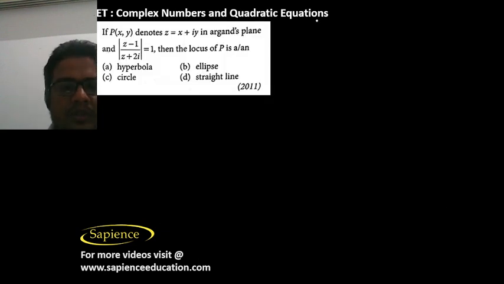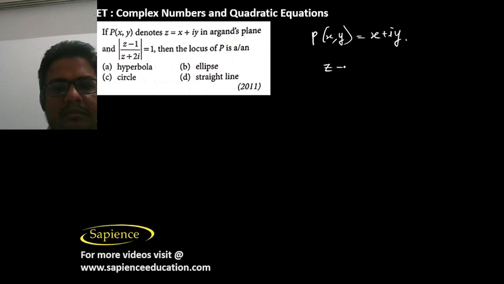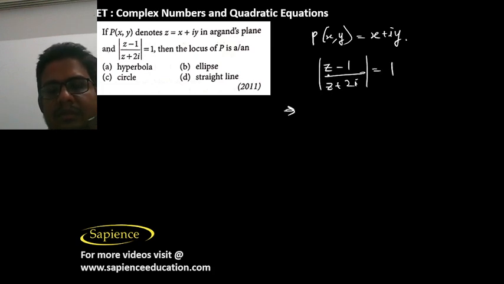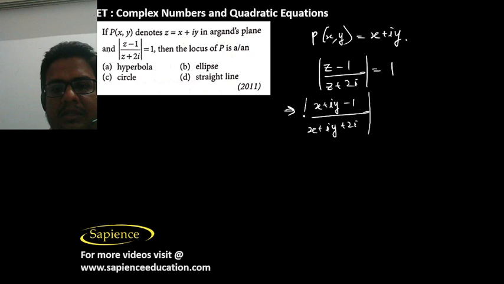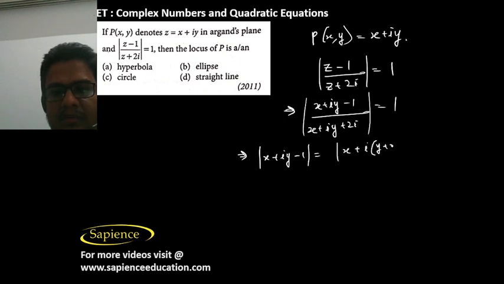Then if P(x, y) denotes z, that is x plus iy, in the Argand plane, and mod of (z minus 1) by (z plus 2i) is equal to 1, then the locus of P is what? So we can write this as mod of (x plus iy minus 1) divided by (x plus iy plus 2i) equal to 1. Therefore I can say mod of x plus iy minus 1 is equal to mod of x plus i into (y plus 2).